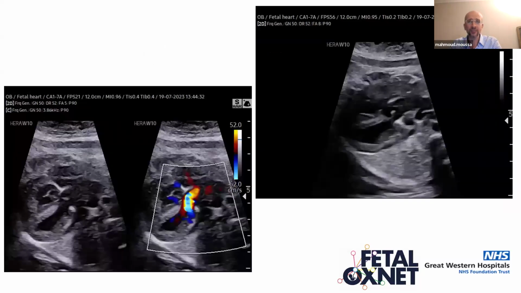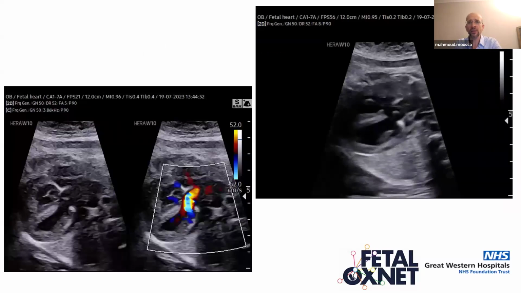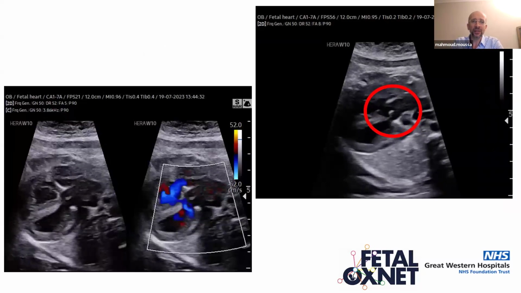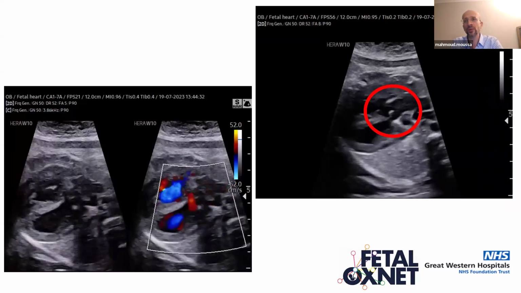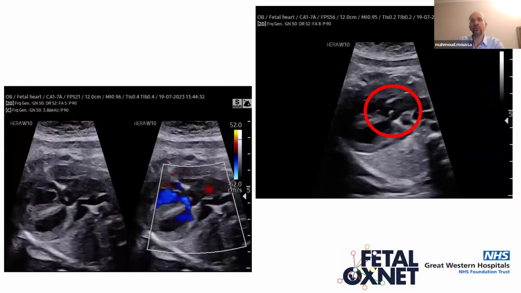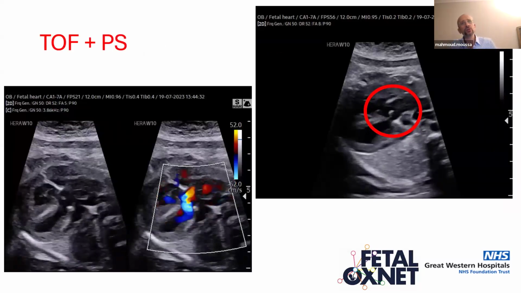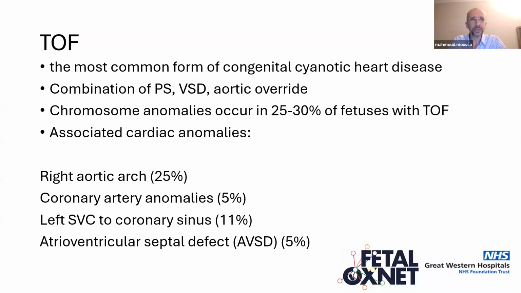So what do we do next? We check the rest of the heart. And here, if we start checking the rest of the heart, you could see clearly there is an aortic override, and there is this turbulence, most probably because of the excess flow coming from both vessels, from both ventricles. And this is a tetralogy of Fallot, and there is pulmonary stenosis. That's why you could barely see the pulmonary, and the aorta appears a bit bigger.